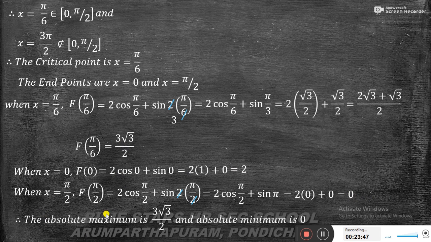Therefore from this we find out the absolute maximum. 3 root 3 by 2 is the absolute maximum, the highest value, the biggest number. Next, the absolute minimum is the lowest number, which is 0. 0 is the lowest number. So the lowest value I take as the absolute minimum, the highest value I take as the absolute maximum.